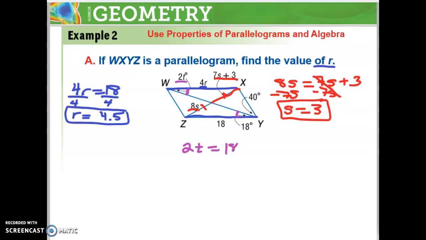Okay? Any questions on that part? Any question about that? Makes it really easy to do that. So then all we have to do is divide both sides by 2. These cancel out. That gives me t now equals 9. So we solved all the variables that we needed for this whole thing here.